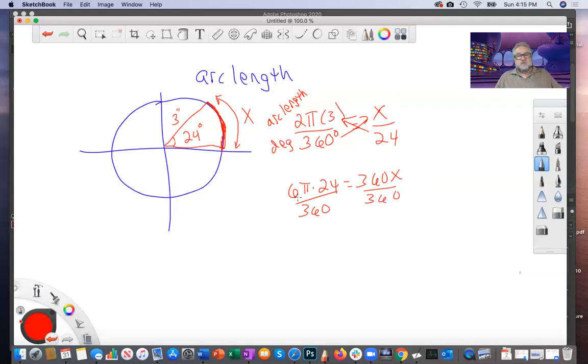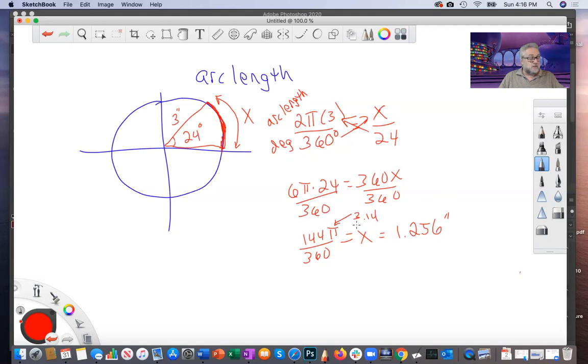So what's 24 times 6? 144. 144 over 360, and don't forget pi, equals x. So 144 times pi divided by 360. That gives 1.256 inches. Now I plugged in 3.14 for pi.